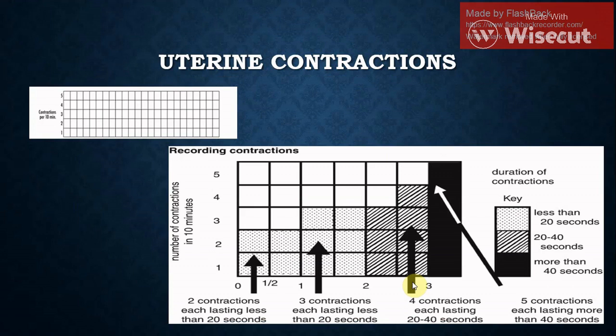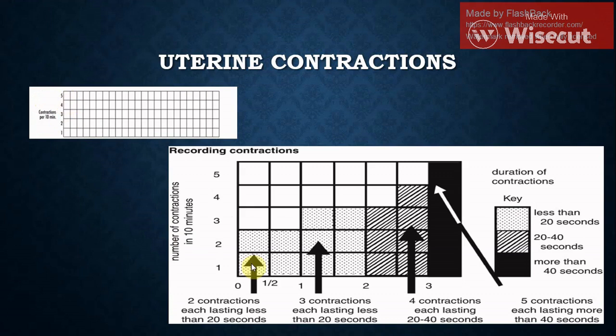Coming on to the uterine contraction. The uterine contractions are recorded for 10 minutes in appropriate square boxes. So here we see the section representing the uterine contractions per 10 minutes. Here we have 5 boxes numbered as 1, 2, 3, 4 and 5. Ideally, we expect there to be a maximum of 5 uterine contractions in a 10 minute time period. Hence, we have 5 boxes mentioned here.